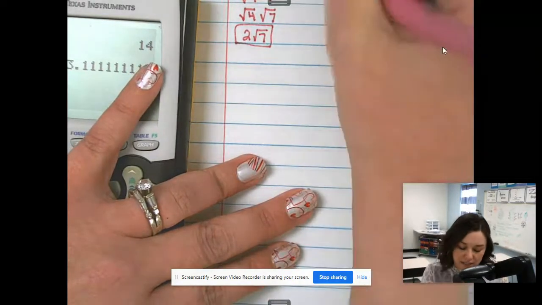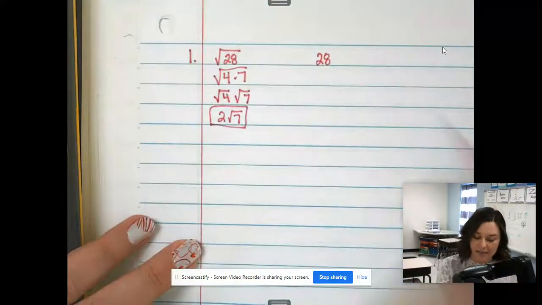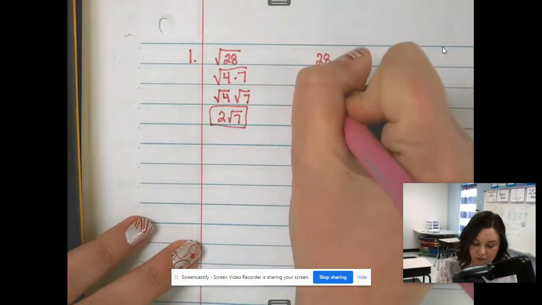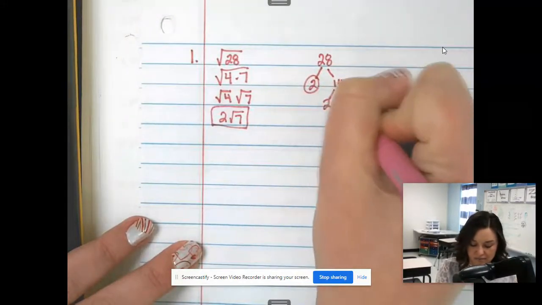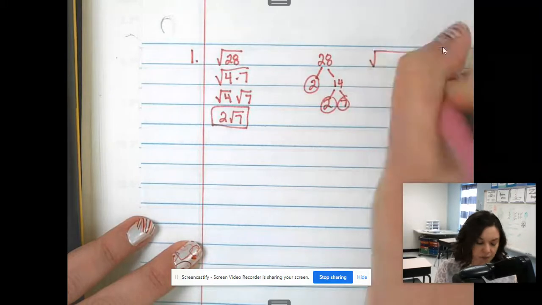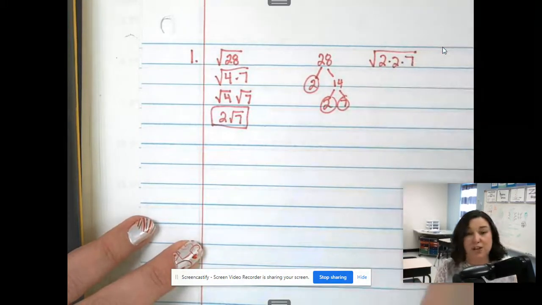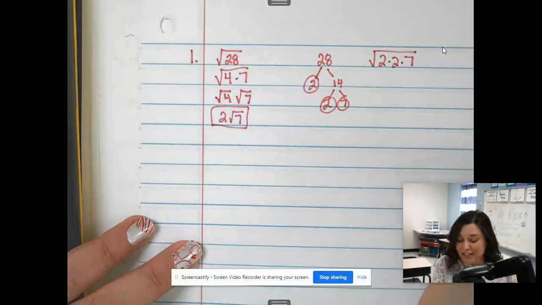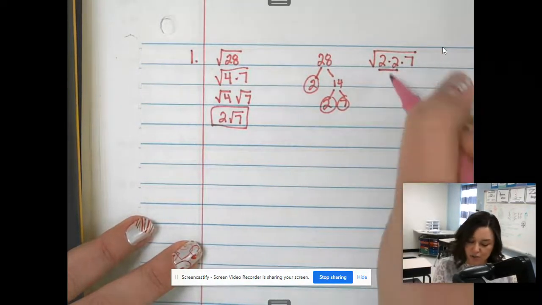But what if you like the singles mingle method better? If you like the singles mingle method better, you would start by making the factor tree. So I would do maybe 2 and 14, and then 2 and 7. So under the square root, I put the prime factors, 2 times 2 times 7. And I say, okay, did anybody find a match at the singles mingle? And yes, the 2's found a match. So 2 times 2 is 4, and the square root of 4 is 2.